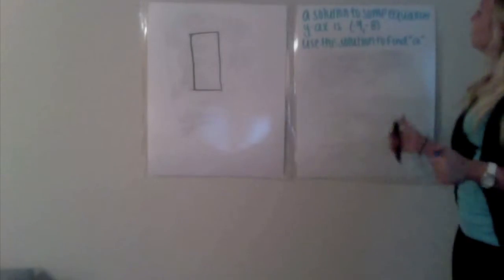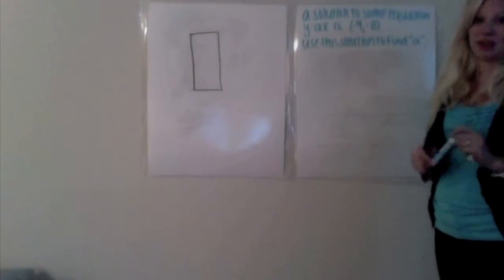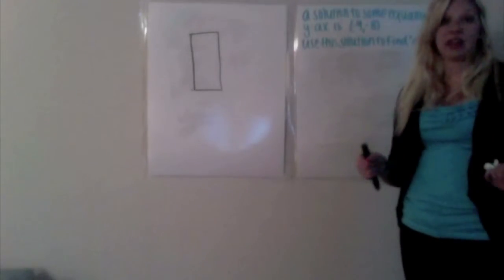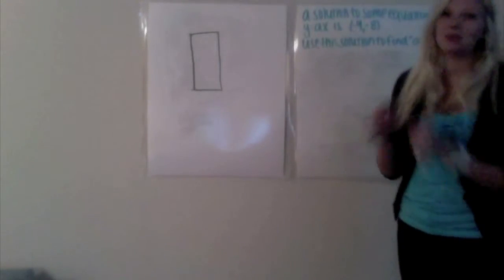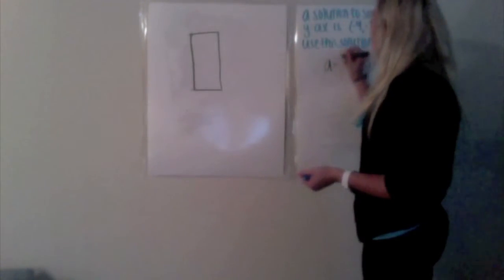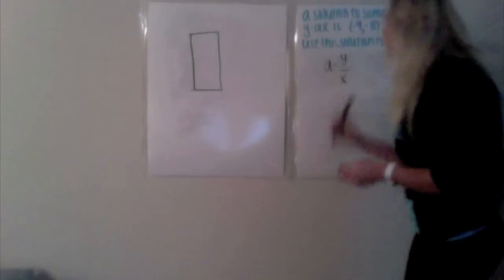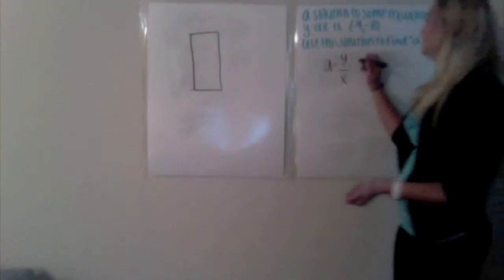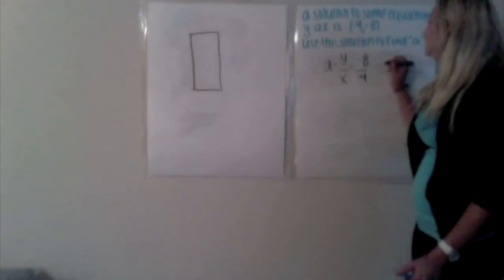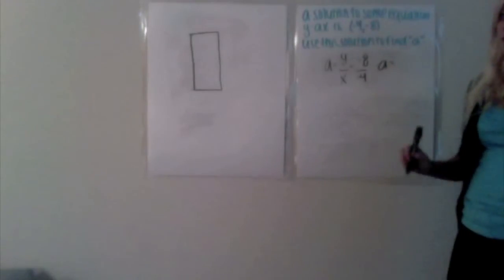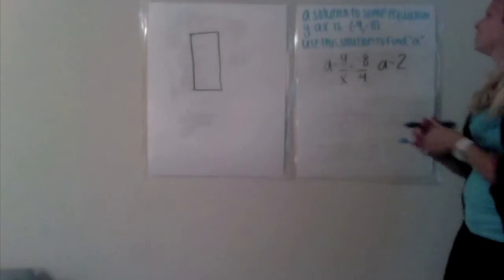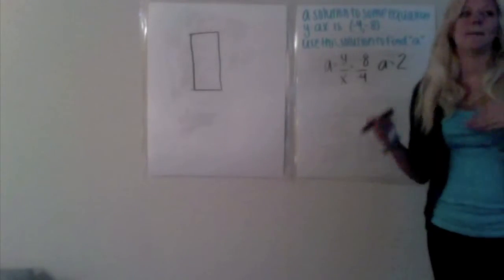So, we are given a solution (-4, -8). That means that our x value is -4 and our y value is -8. So, what should we do? Okay, to find A, we have to plug in our y over our x. So right now, our y is -8 and our x is -4. That means that our A, the constant of variation, is equal to 2. Perfect.